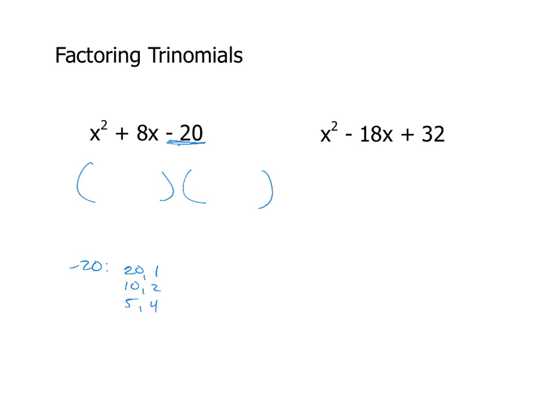factors of 20. So now you have to ask yourself, which of these can you combine to give you a positive 8? That's going to be a 10 and a 2, and a positive 10 and a negative 2 are going to make my positive 8. So that's where I get my 8 from, and notice that if I multiply them, I get my negative 20.